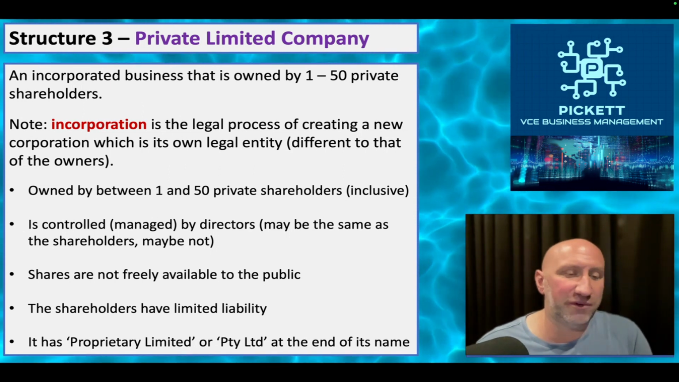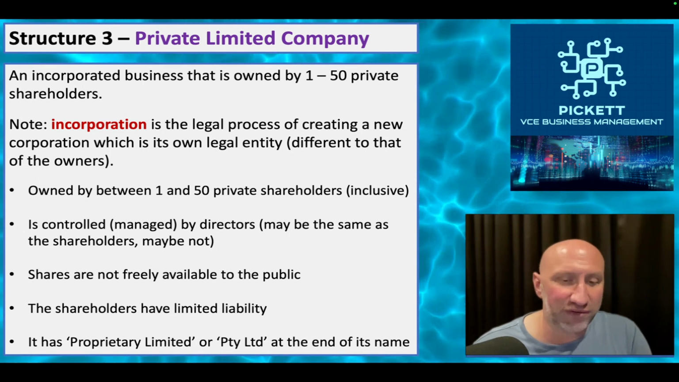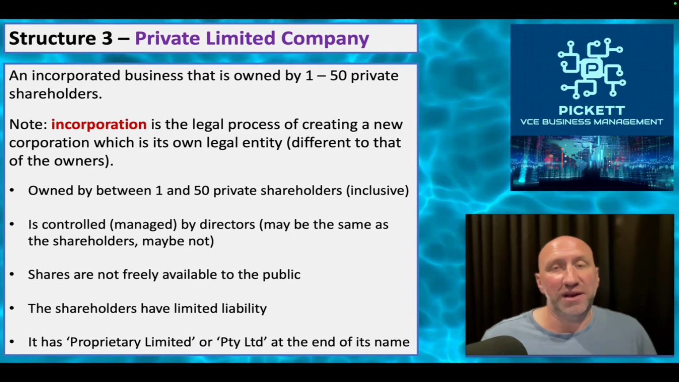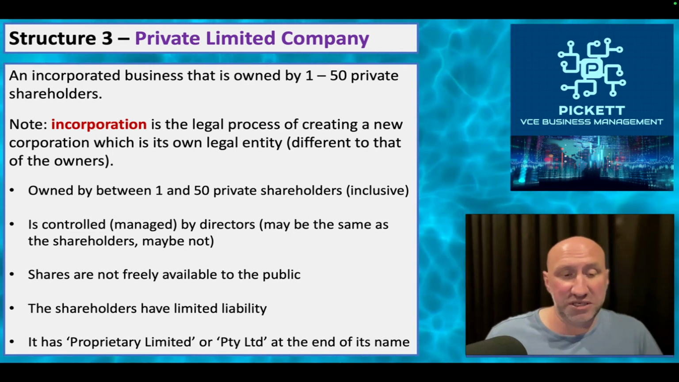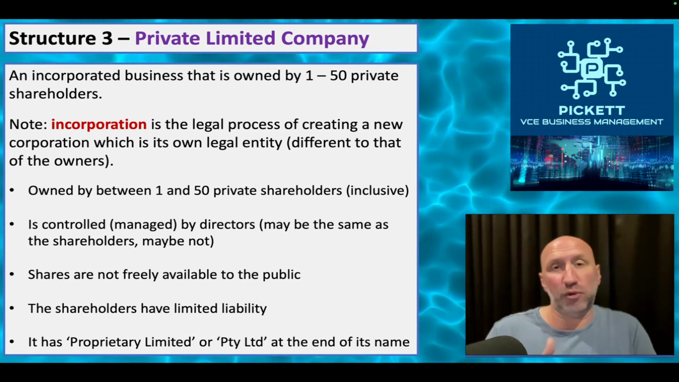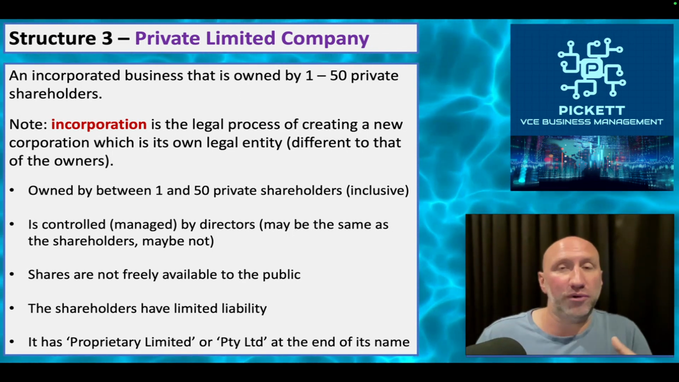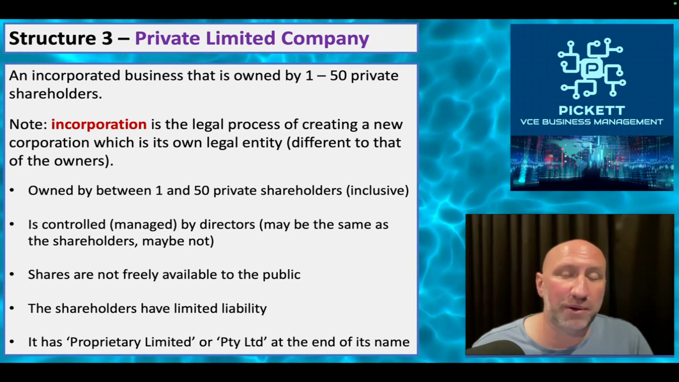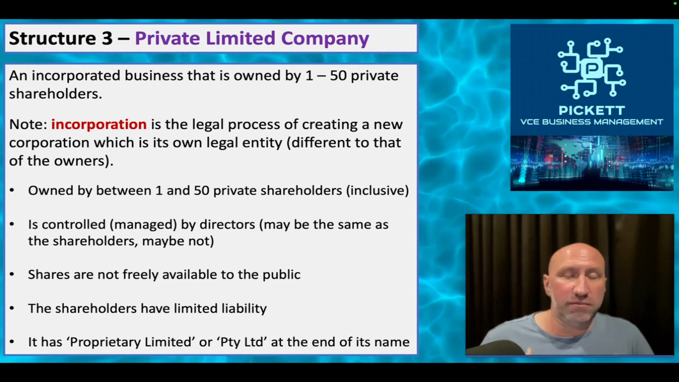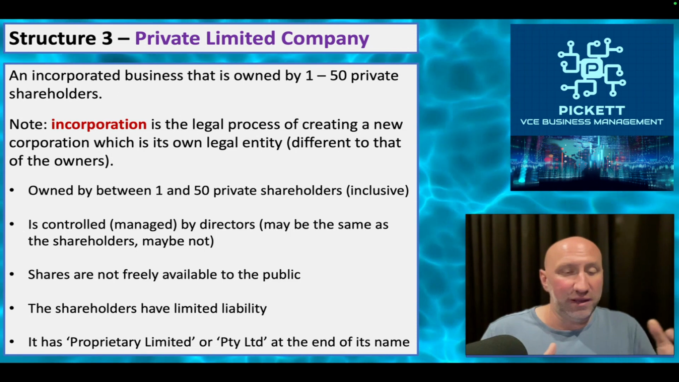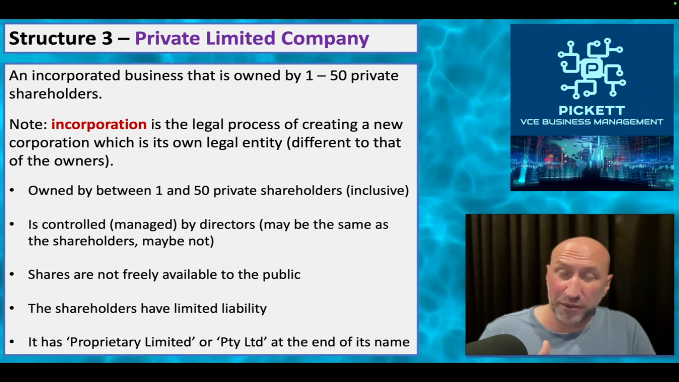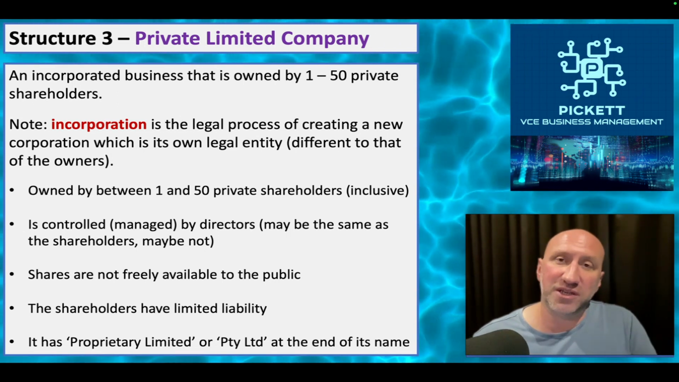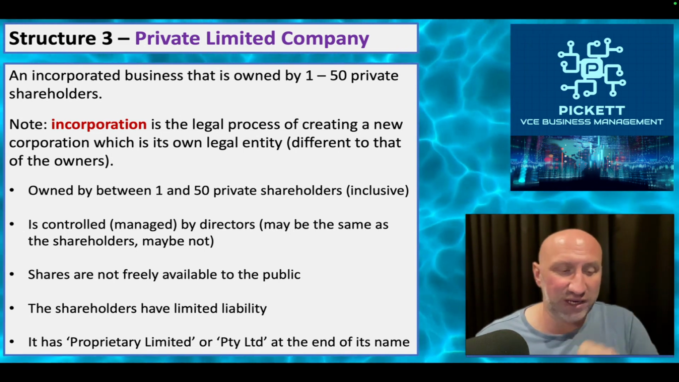Okay, so features, we've just said before, owned by between 1 and 50 private shareholders, controlled and managed by a team of directors. Now, those directors might be those shareholders in the business, but they might not be. They don't have to be. They could be an appointed board of directors that don't actually own the business. Shares are not freely available to the public. So myself as just a member of the Australian public can't buy shares in a private limited company, which you can with the public, which we'll get onto shortly. Shareholders have limited liability. So we've just talked about that a little bit. So that's a really, really key one.